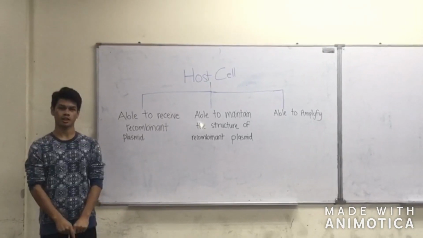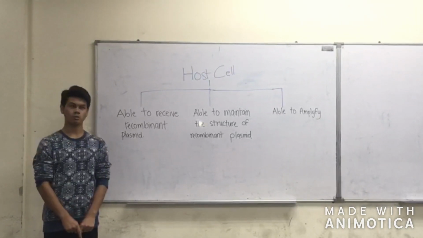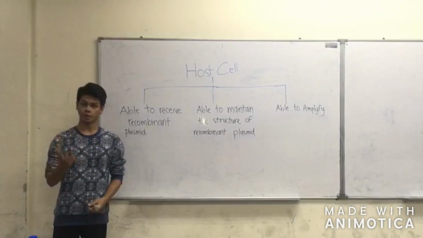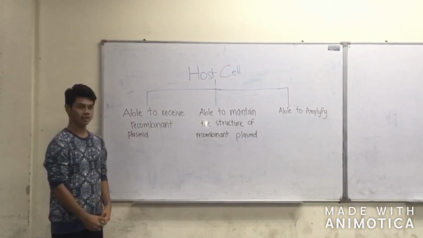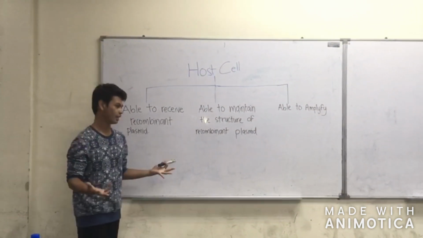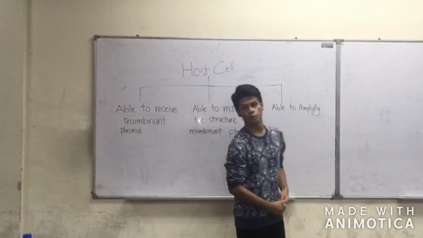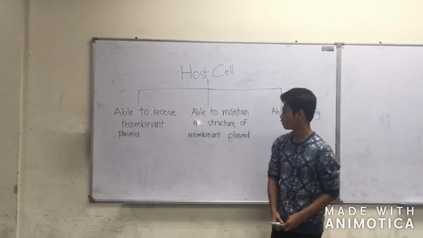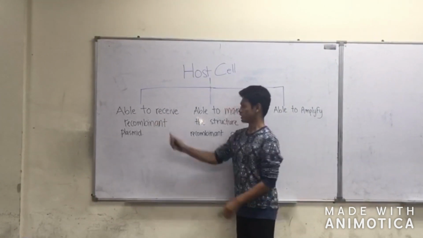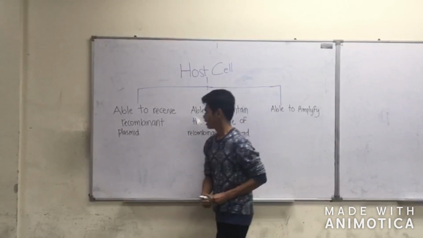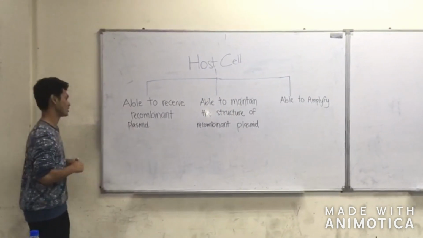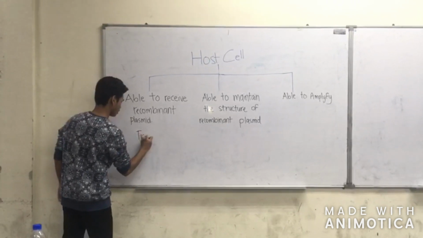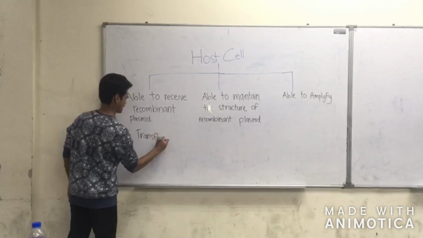So next is host cell. Host cell is also one of the tools used in recombinant technology, right? So what is special about host cell? A host cell isn't like any other cell. There are three special characteristics. The first, of course, is that it is able to receive recombinant plasmid. Right, so how does this occur? This occurs through a process called transformation.